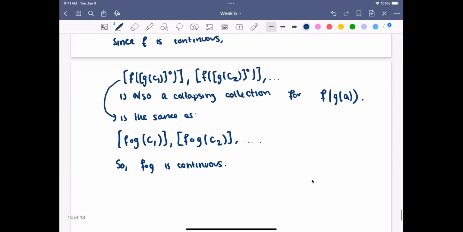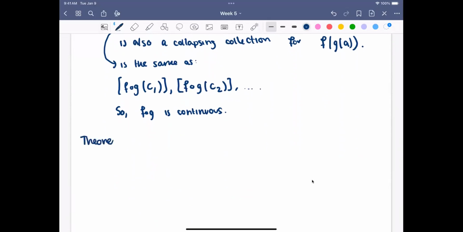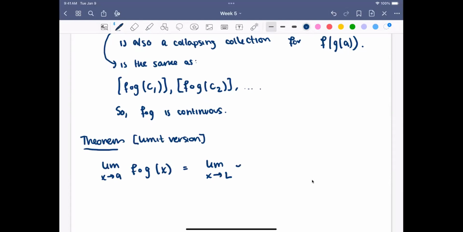Okay, let me just write down the limit version. So this is the same thing, but limit version. The limit as x approaches a of the composition f composed with g of x. You have to think about what's happening: x is approaching a, we're plugging that into g, and whatever the output of that limit is, that's what we're putting into f. So this turns into the limit as x approaches L of f of x, where L is equal to the limit as x approaches a of g of x.